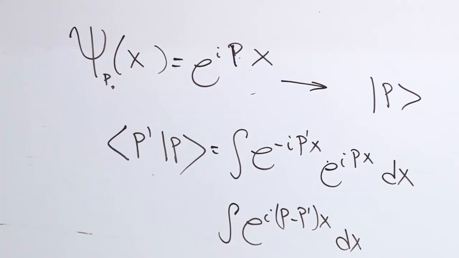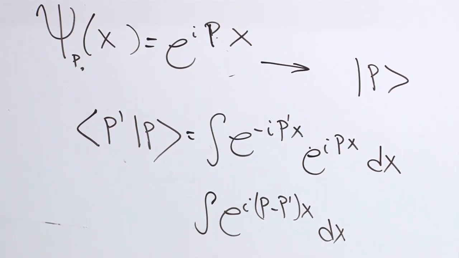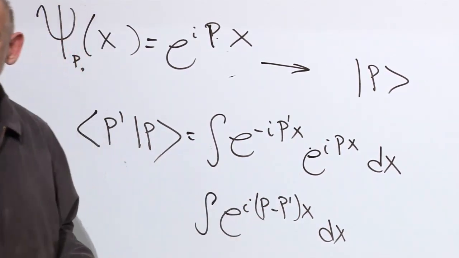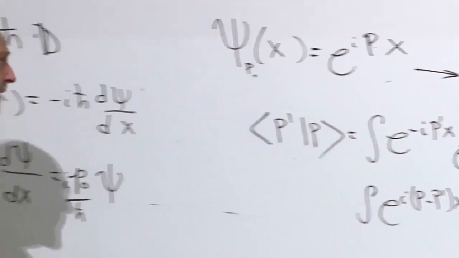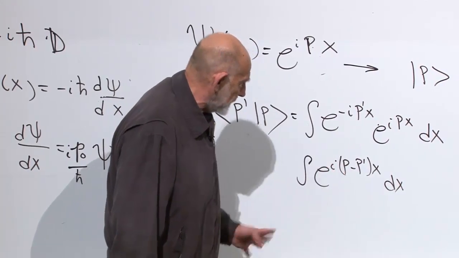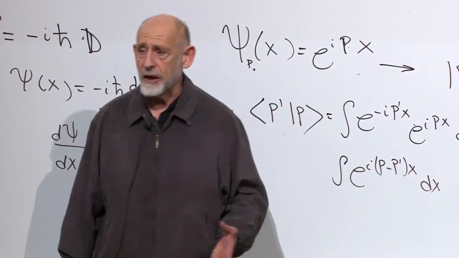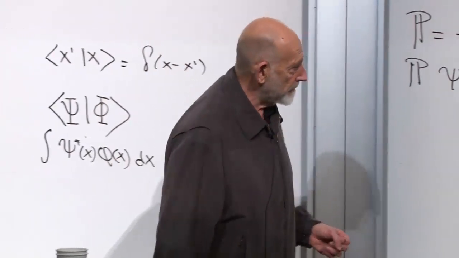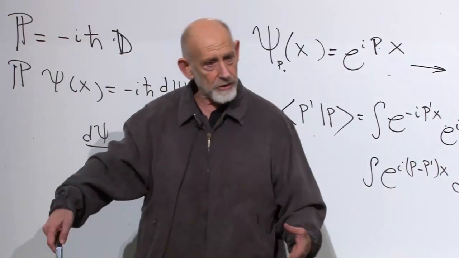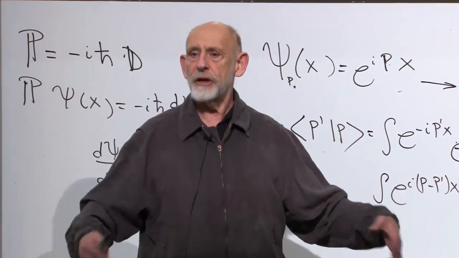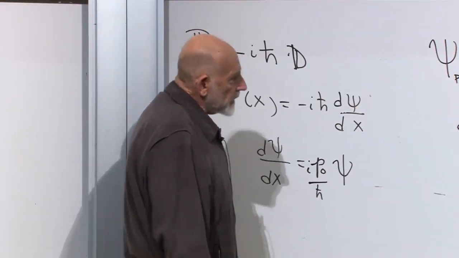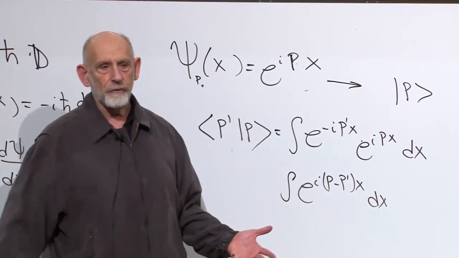Now, if we've done things right, since p is supposed to be an observable, a Hermitian operator, and the eigenvectors of Hermitian operators should be orthogonal, then this should be zero if p is not equal to p prime. It's pretty clear that it is zero, for the following reason. The real and imaginary parts of e to the I (p minus p prime) x are cosines and sines. Cosines and sines are as positive as they are negative. If you integrate them over a large interval, you'll get zero, as long as you pick up an integer number of wavelengths, and that's important here. So as long as p is not equal to p prime, this integral just oscillates itself to zero.